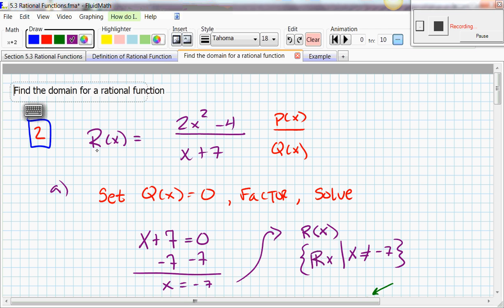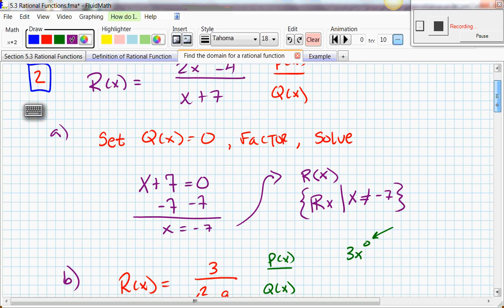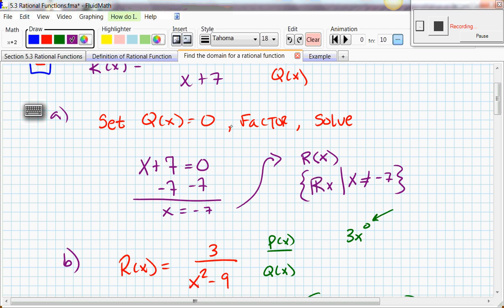So I gave this example. R of x equals 2x squared minus 4 over x plus 7. Again, the 2x squared minus 4 represents p of x. The x plus 7 represents the q of x. And so what we do is we set q of x equal to 0, factor, and then solve. So set the x plus 7 equal to 0, subtract 7, and you can see that the domain for this function is all real numbers x such that x does not equal negative 7. So this counts as our domain for r of x.